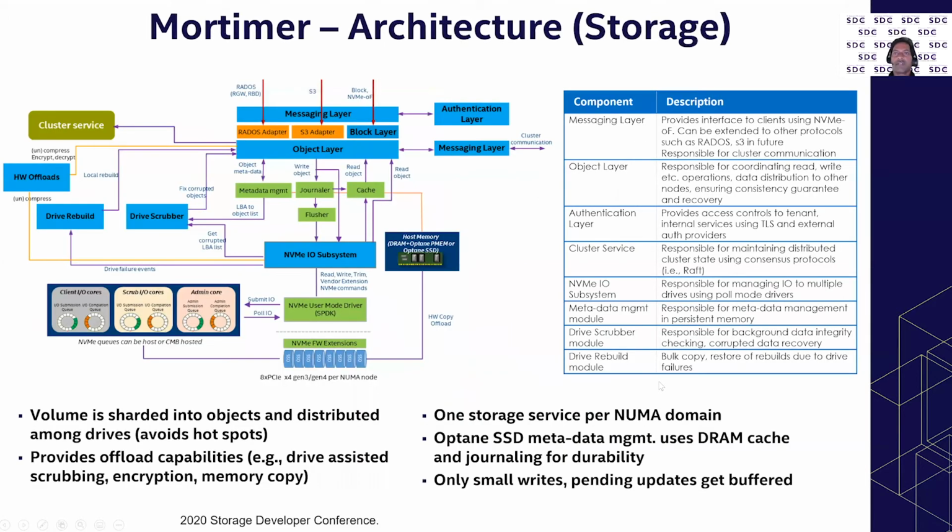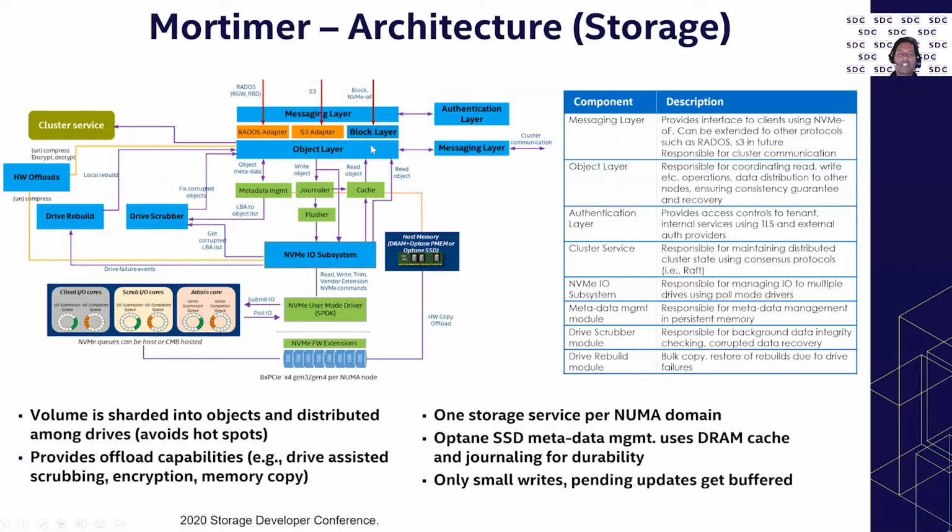Let's take a look at the storage backend. The messaging layer at the top is extensible enough to expand it beyond the block, NVMe over Fabrics-based protocol. So, for example, you can actually extend and support Ceph, RADOS type of block-based protocol. You can also extend using S3-based protocol as well, even though the intent for the initial release will not have these capabilities.